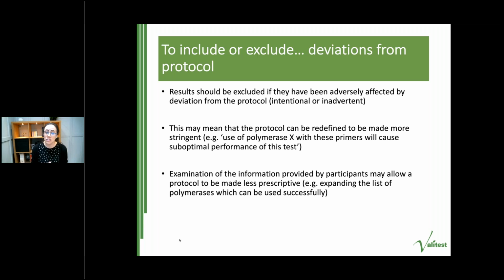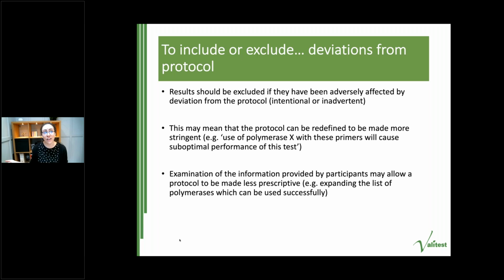Once we've got those results, we might be excluding results from the analysis, but we're still gaining useful information. The fact that participants have deviated from the protocol and invalidated their results is still useful, because then we can redefine the protocol to say to future users of the test, don't use this polymerase, it won't work.